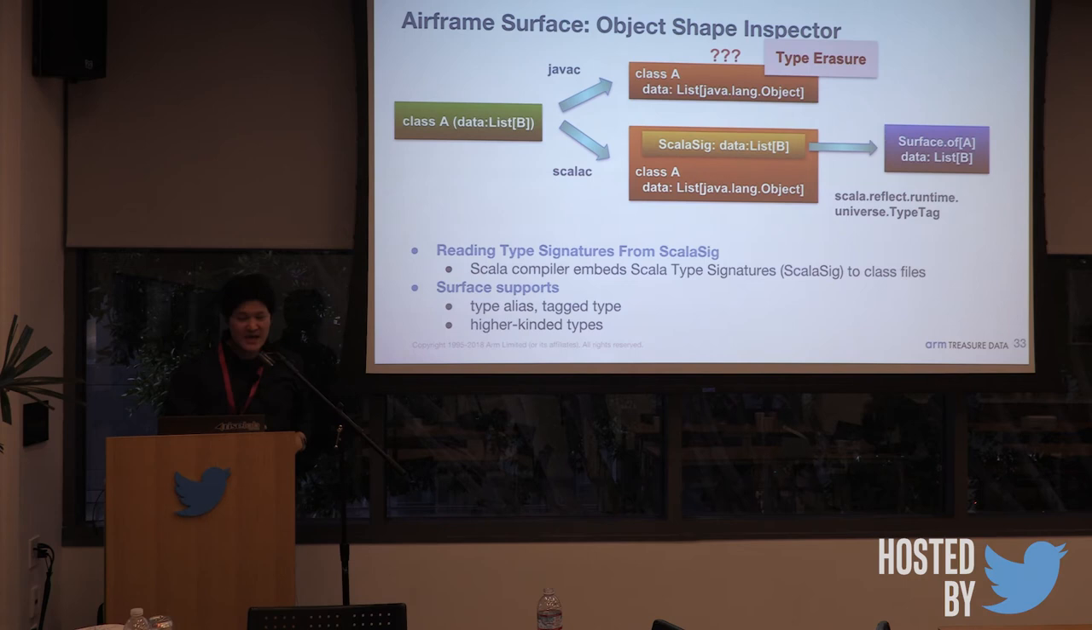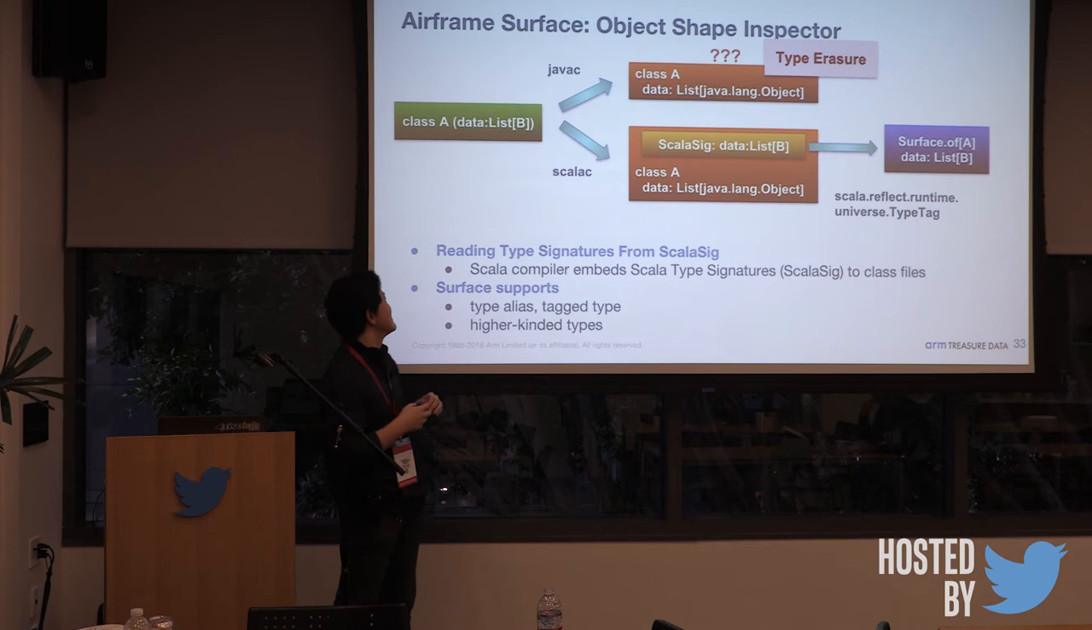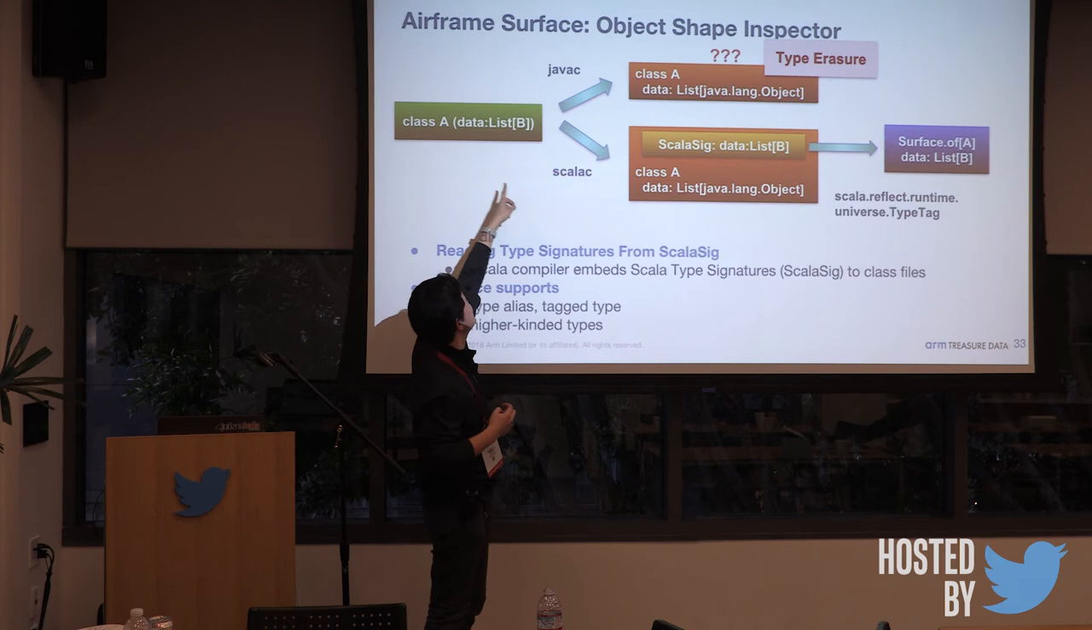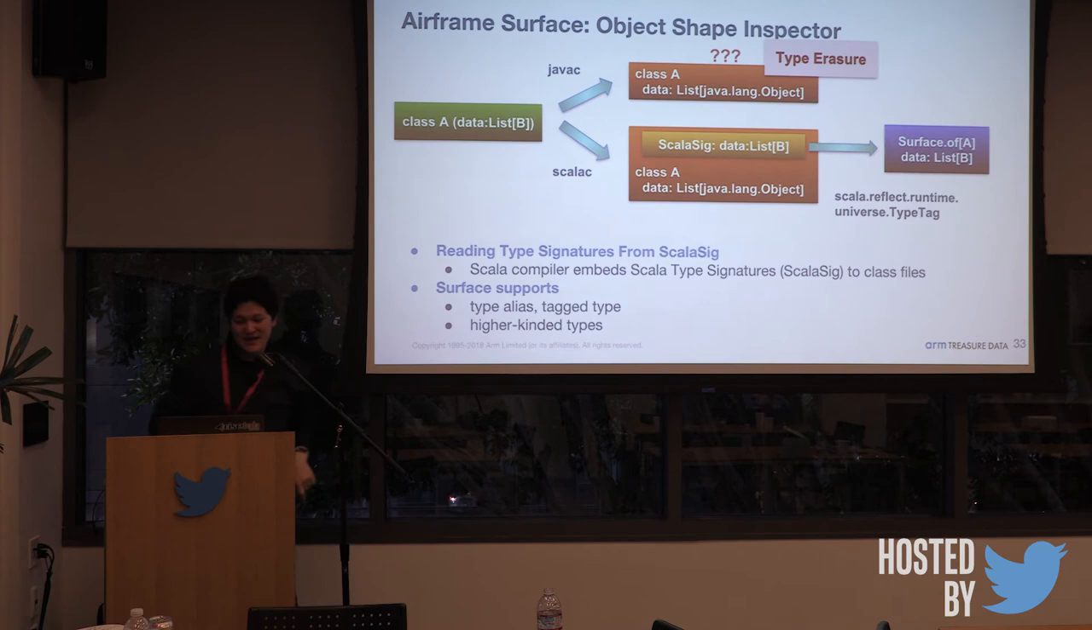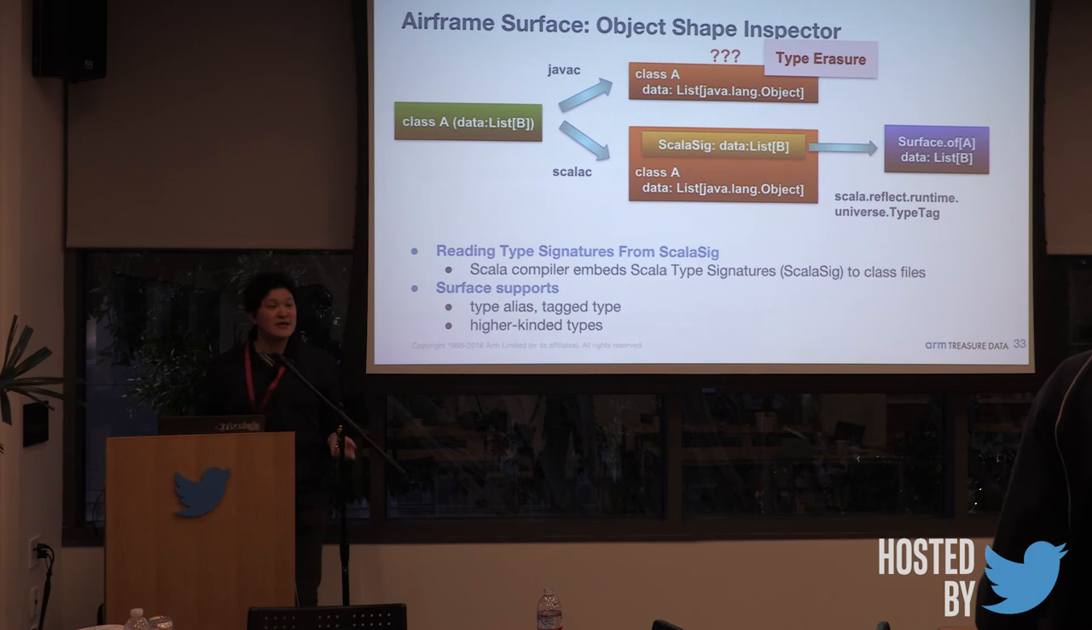Airframe is using this Scala sig to instantiate, even if you have, for example, generic type traits. If you use javac, you can't instantiate B because there's no information about B. But if you use Scala signature, you can instantiate an object of B. So we also support type alias, tagged type, or higher kinded type, which is useful for tagless final patterns.